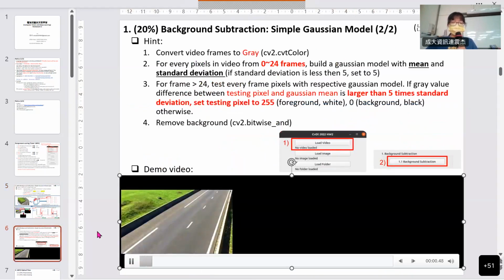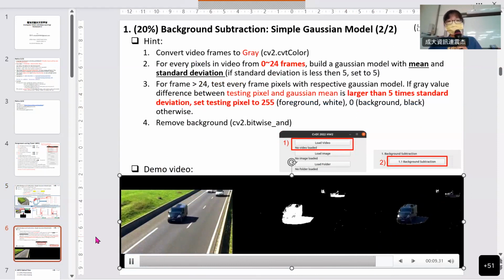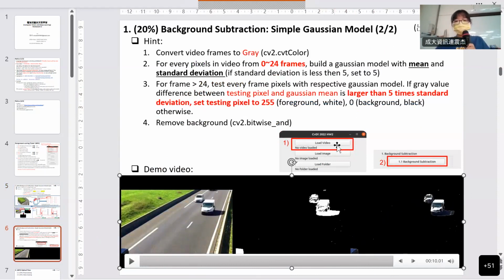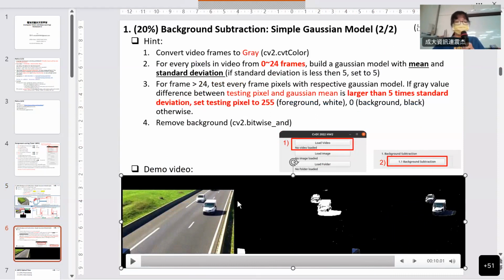And this is the demo video. So the left one is the origin video, and the middle one is the mask video. Right one is the foreground video. So you need to choose the video and click the button to show the 3 windows.